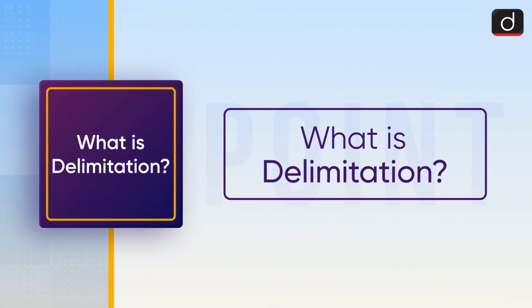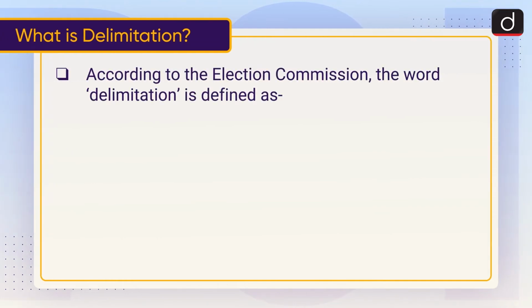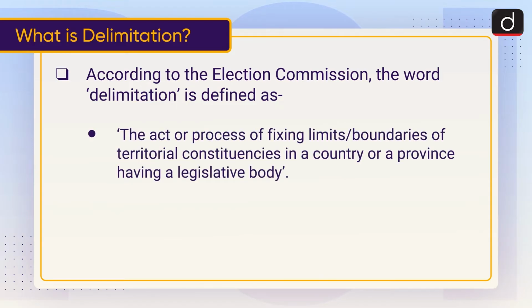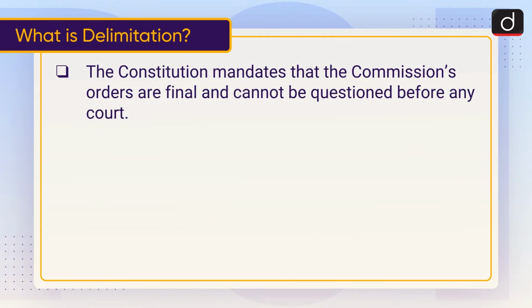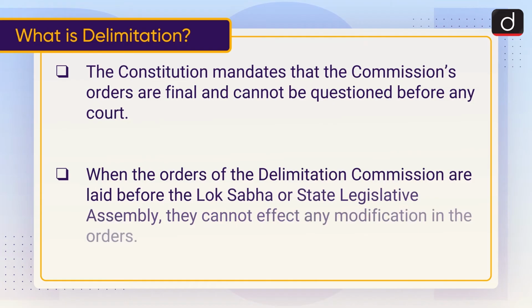Now let's discuss what is delimitation. According to the Election Commission, the word delimitation is defined as the act or process of fixing limits or boundaries of territorial constituencies in a country or a province having a legislative body. The Delimitation Commission is to work without any executive influence. The Constitution mandates that the Commission's orders are final and cannot be questioned before any court. When the orders of the Delimitation Commission are laid before the Lok Sabha or State Legislative Assembly, they cannot effect any modification in the orders.